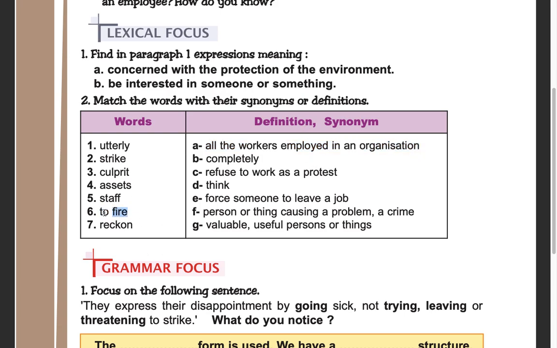To fire, so they added "to" here so that you know that it is a verb and it has nothing to do with fire that you use in the kitchen to cook. So to fire someone. We're looking at a verb, so we need to find a verb here. That is to force someone to leave a job. Reckon, as in "I reckon," is a verb that is to think, believe, and consider that something is this or that.